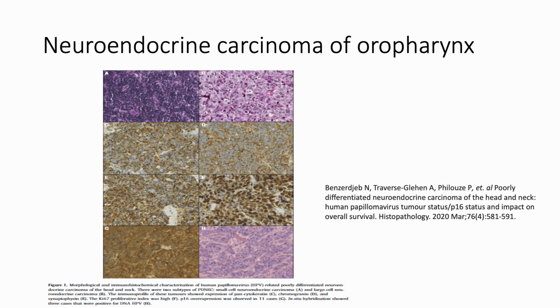Shown here are two examples of HPV-positive high-grade neuroendocrine carcinoma of the oropharynx. The image on the left demonstrates small cell carcinoma, while the image on the right shows large cell neuroendocrine carcinoma. Both tumors are positive for cytokeratin, synaptophysin, and chromogranin. The Ki67 labeling index is very high, exceeding 90%. P16 is diffusely positive in the tumor cells, and in situ hybridization confirms the presence of high-risk HPV.